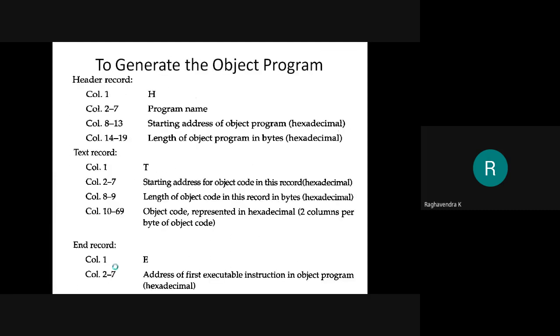Okay, so I believe I have that. So this is the value. Observe here, I think it's visible. So header record written, text record written, and end record written. Got it? Okay, so this is how you perform the translation of assembly level language into machine level language.